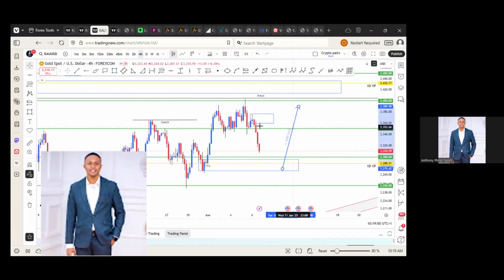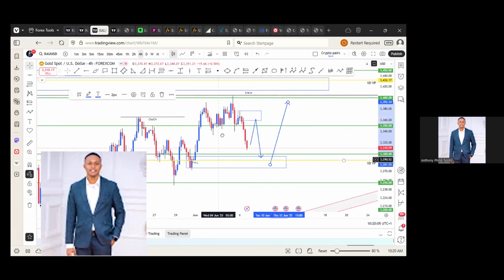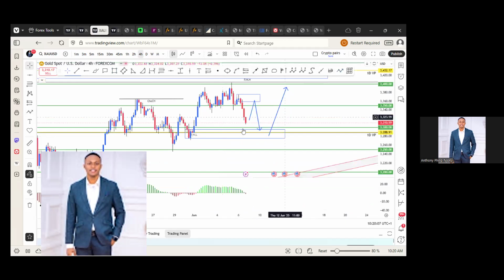If you missed the sell from Friday, two things are possible. Once the market opens, it comes back here to sell, or you wait for the market to come towards this buy here. Then you start looking for a buy opportunity from this demand zone here. So this is what I see for gold right now.